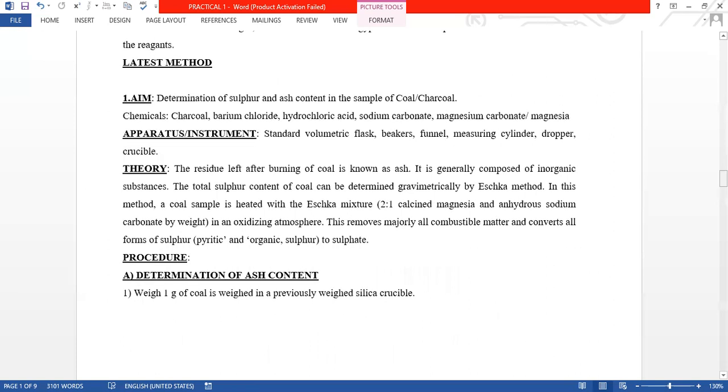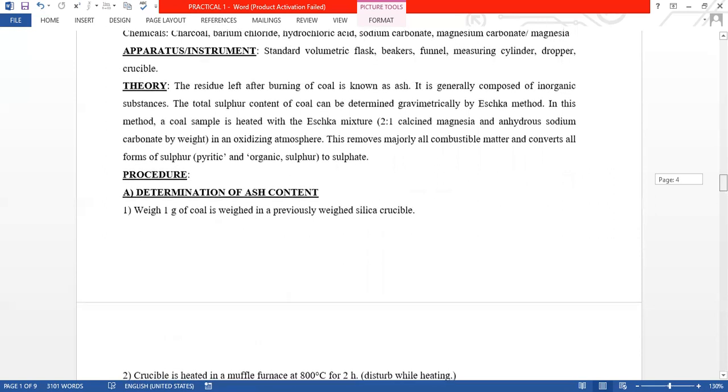Now I'm talking about the latest method for the analysis of the coal. The aim is to determine the sulfur and ash content in a sample of coal or charcoal. The chemicals are charcoal, barium chloride, hydrochloric acid, sodium carbonate, magnesium carbonate, and magnesium. And the apparatus are a standard volumetric flask, etc.